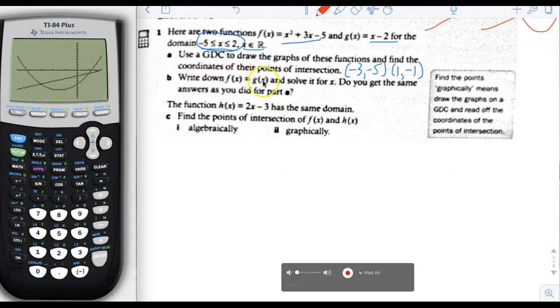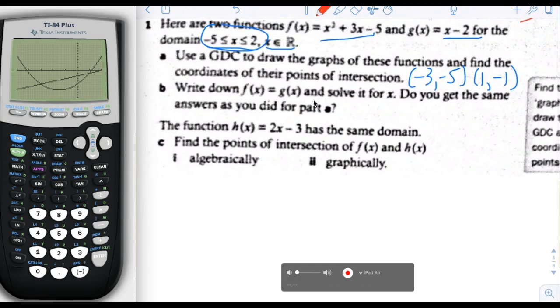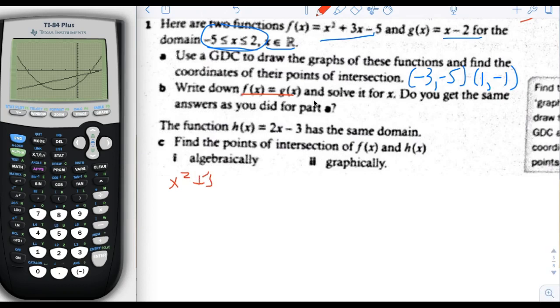Write down f of x equals g of x and solve it for x. Do you get the same answer as you did for part A? Okay, so even if you're terrible at algebra, the first step is not that bad, is it? f of x equals g of x. This is the way that you can solve for common points between two functions.